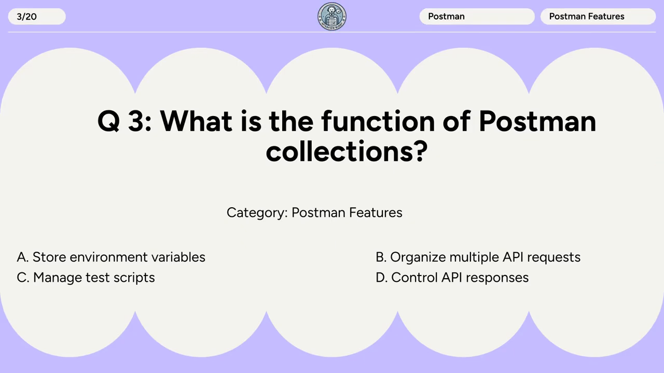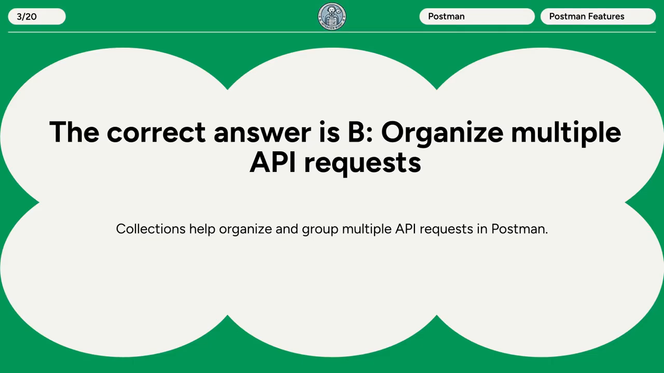Question 3. What is the function of Postman collections? A. Store environment variables. B. Organize multiple API requests. C. Manage test scripts. D. Control API responses. The correct answer is B. Organize multiple API requests. Collections help organize and group multiple API requests in Postman.